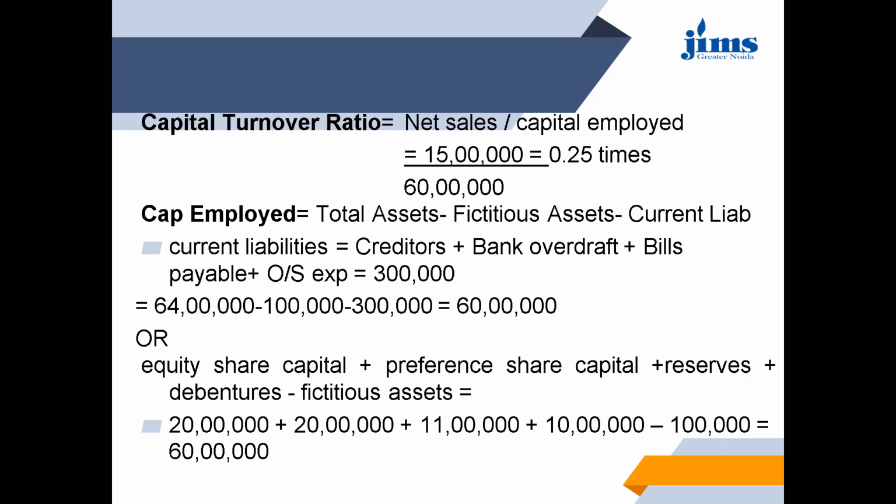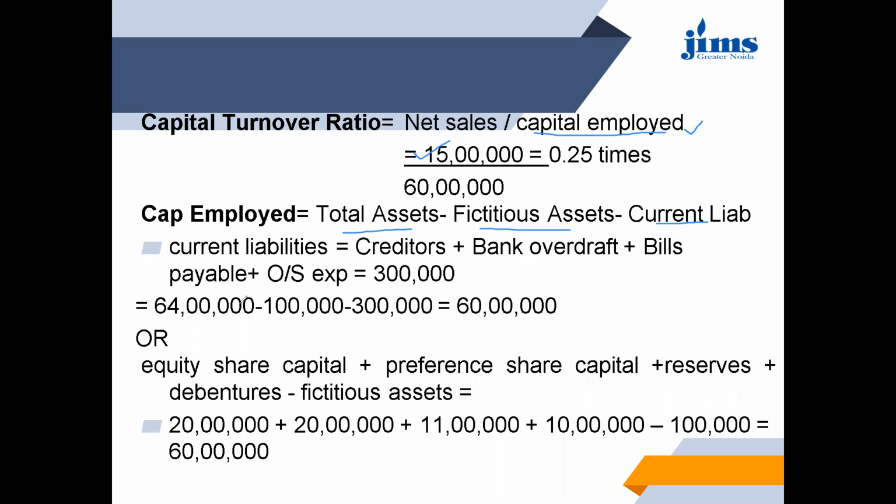Next is capital turnover ratio. Capital turnover ratio tells the relationship between net sales and the capital employed of the firm. So net sales is directly given as 15 lakh. We have to calculate the capital employed. So I've already discussed that we can calculate the capital employed with two formulas. Either we can take total assets minus fictitious assets minus the current liabilities.